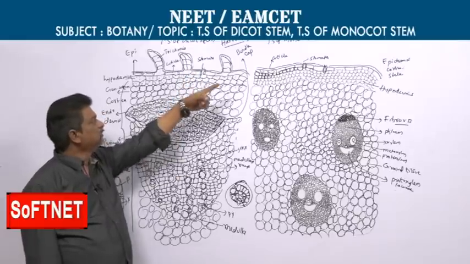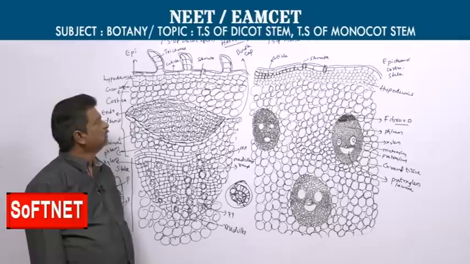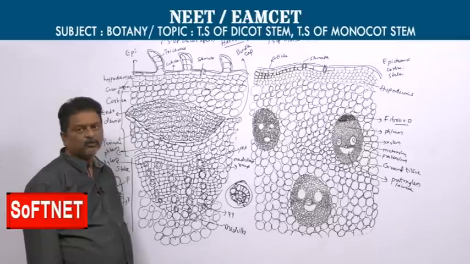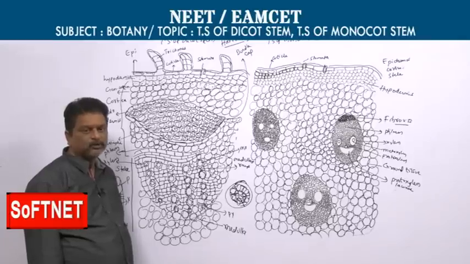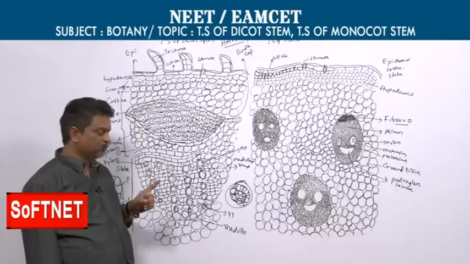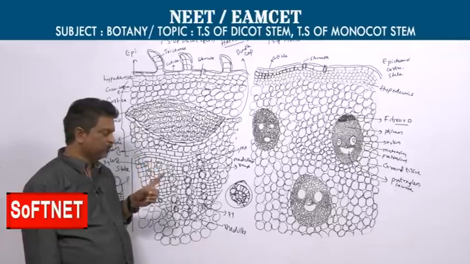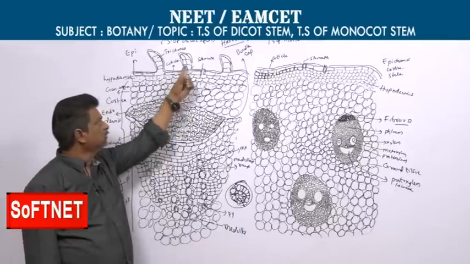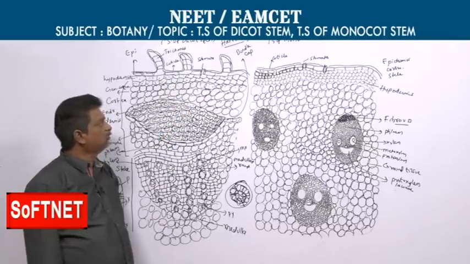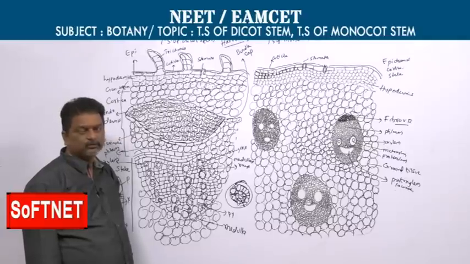Here, stem epidermis produces multicellular outgrowths called trichomes. So, root epidermis produces unicellular outgrowths called root hairs, and stem epidermis produces multicellular outgrowths called trichomes.